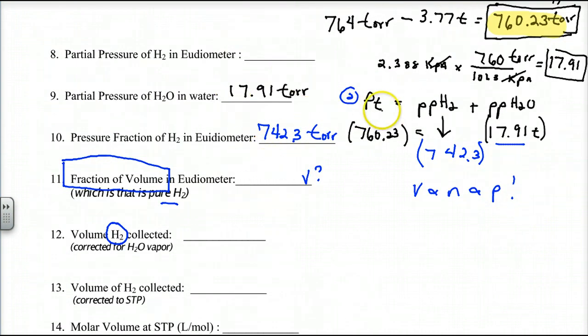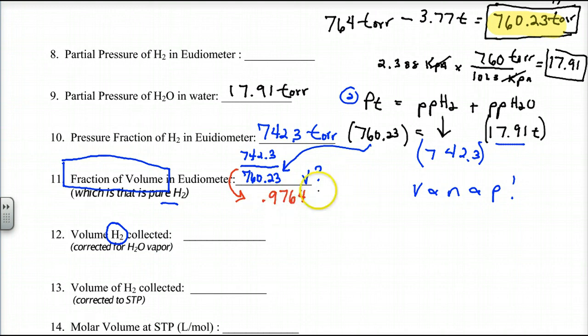Well, total pressure is 760.23. That's what we got from the manometer part of this problem. And the hydrogen is 742.3. I'm doing basically a volume fraction, which is the same as a mole fraction. So 742.3 divided by 760.23 gives me a mole fraction that is going to equal 0.9764. Carrying a lot of sig figs, don't care here.